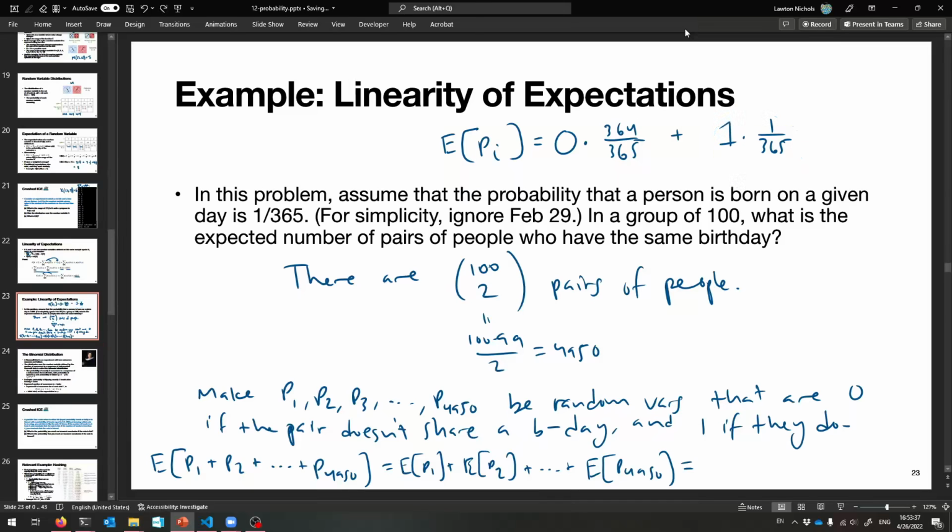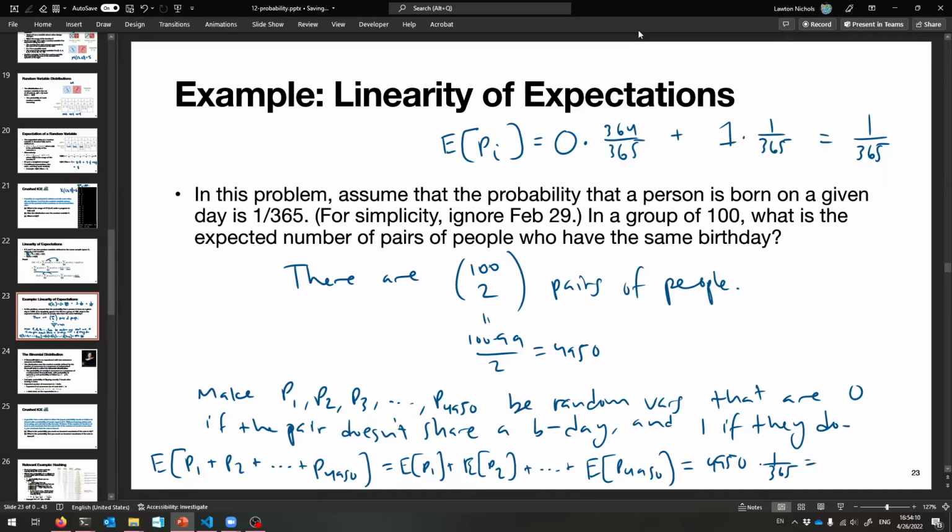And what do you know? This expected value is 1 over 365, because this goes away to 0. And this is our answer, 1 over 365. That's the expected value of this random variable, which tells us this answer, the expected number of pairs of people who share the same birthday. Well, now that I know all of these are equal, there are 4950 of them. It's 4950 times 1 over 365. Okay?